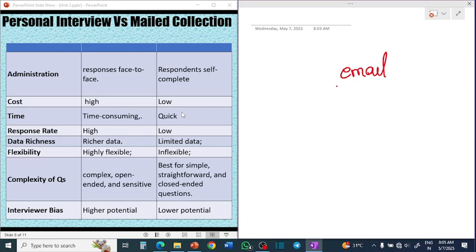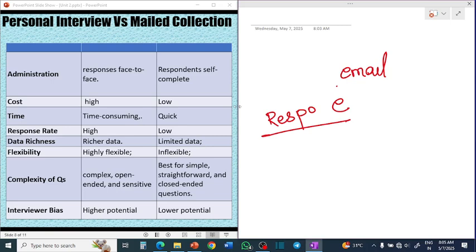Data richness. Data richness is what? What kind of response are we getting? Data richness is the kind of response. There is some error in this. Okay. So what is the data richness? The kind of response that we are getting.